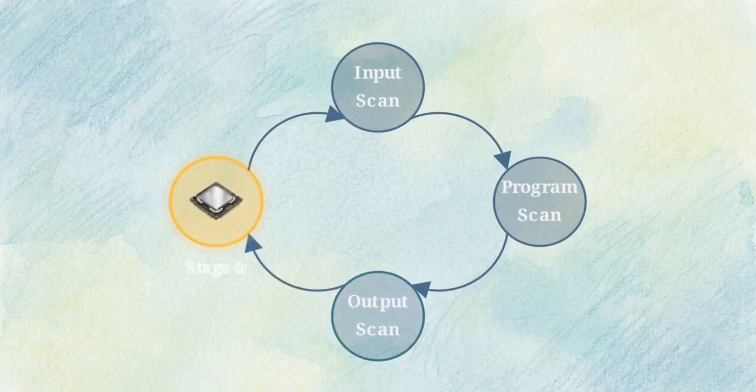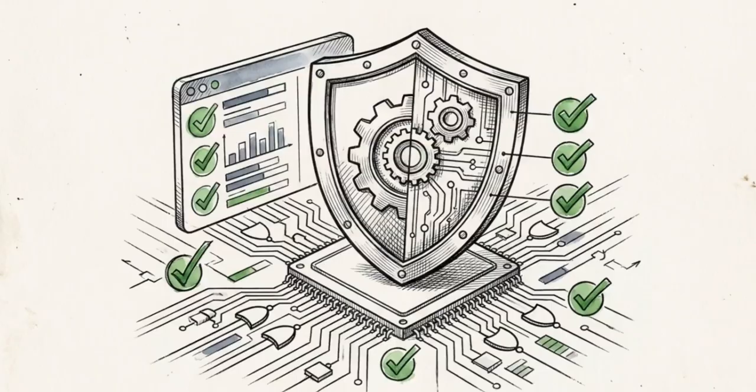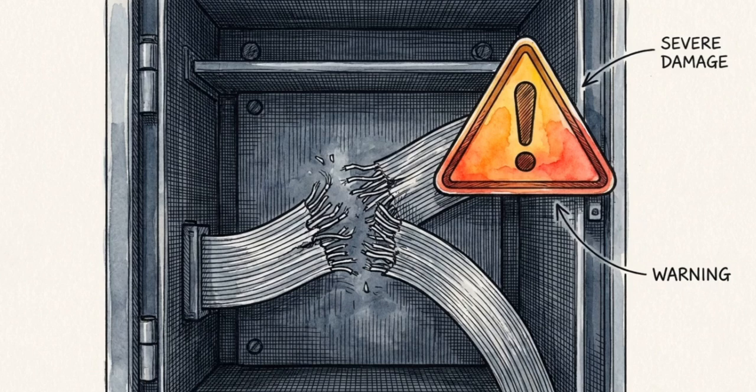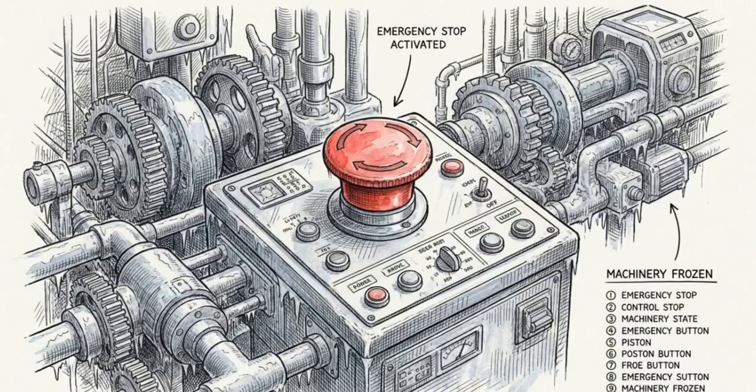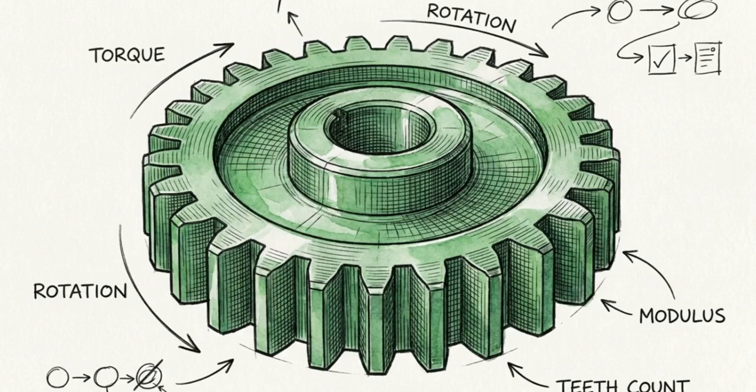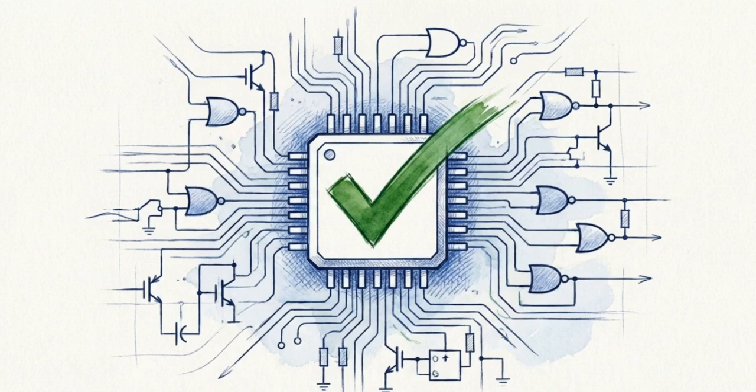The final step before the loop restarts is stage 4, housekeeping. During this brief phase, the processor handles tasks you never see. It monitors internal memory health, runs communication checks, and updates system diagnostics. If a module has disconnected or a memory fault occurs, housekeeping catches the error. It will halt the system, preventing a dangerous restart of the cycle. So while the output scan translates your code into motion, the housekeeping phase guarantees the system is safe enough to do it all over again.